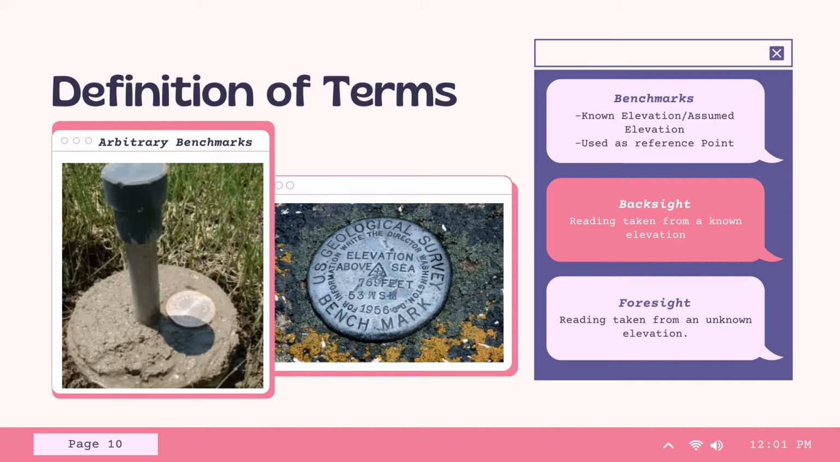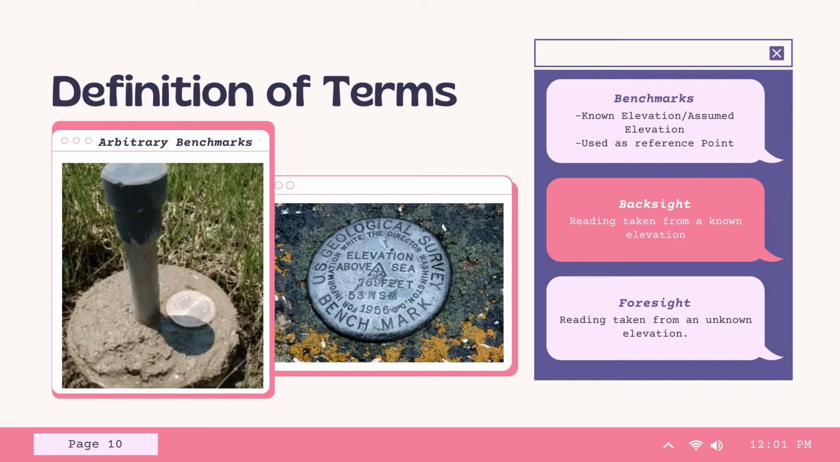So there are things that we call arbitrary benchmarks. In small survey works or engineering projects, it is important to know the difference in elevation of two points. However, there are some cases that there is no benchmark within the area of the project. So when this happens, we cannot predict the exact reduced level of that area with respect to the mean sea level. So, some fixed points in that area are arbitrarily taken as benchmarks and values are assumed. The assumed arbitrary benchmark values may be 50 meters, 100 meters, 200 meters, etc.